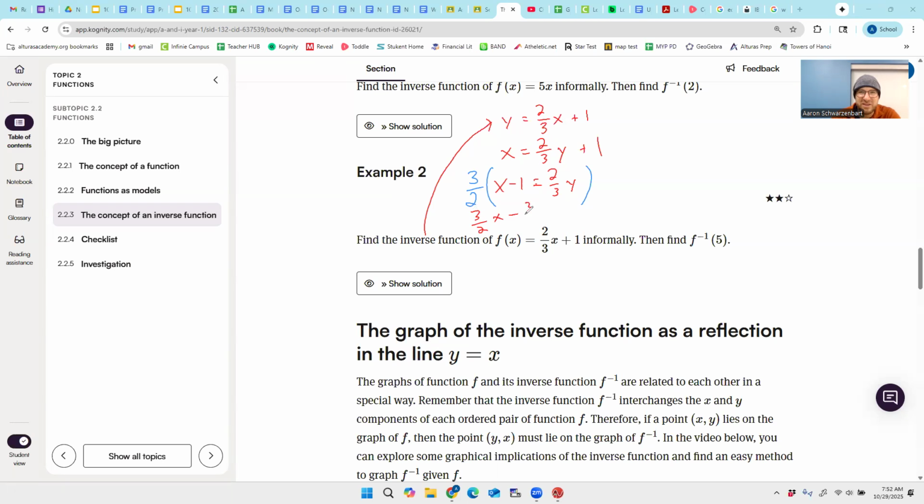So when I finish solving, I get this. It asks me for f inverse of 5. So I plug 5 in. Fifteen over 2 minus 3 over 2 is 12 over 2, which is 6.